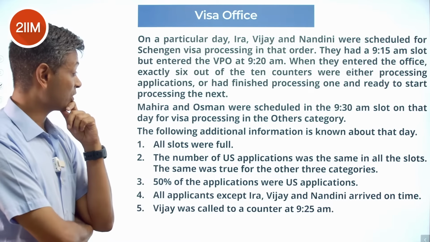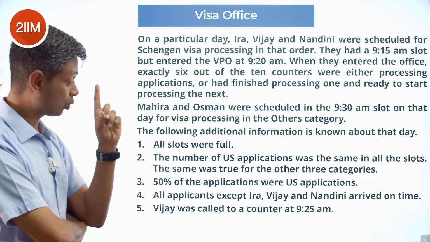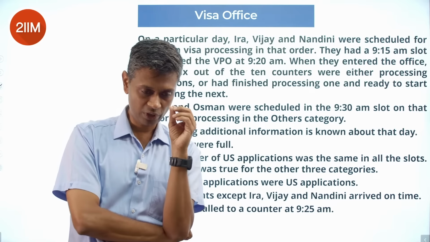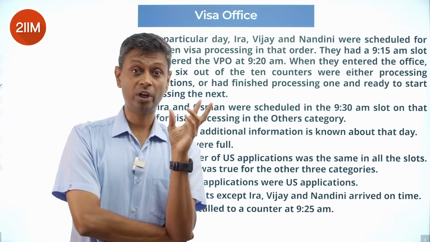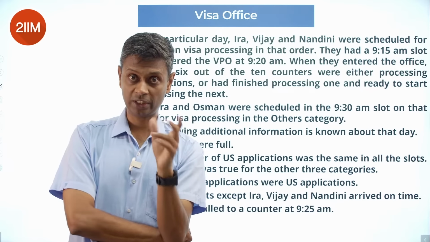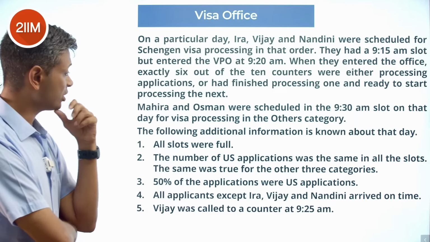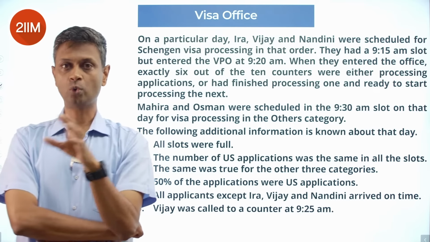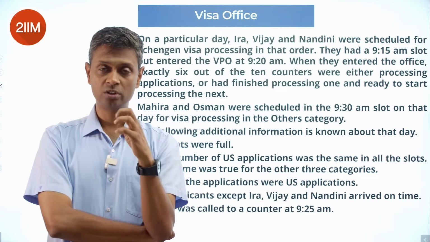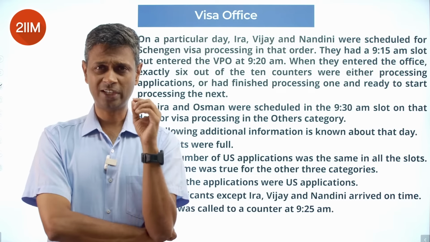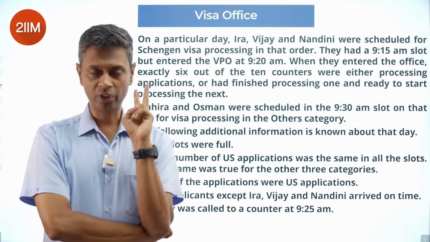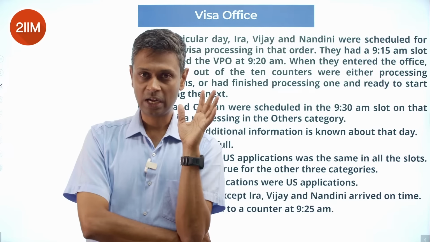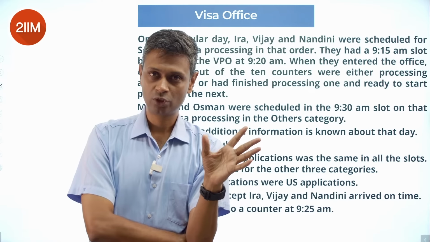The number of US applications was the same in all the slots. The same was true for the other 3 categories. So in one slot there are 4 US applicants. Throughout each slot there are 4 US applicants. The slot is 9 to 9:15, 9:15 to 9:30, 9:30 to 9:45, something like that. 50% of the applications were US applicants. This is super useful. There are 10 counters, 20 slots, totally 200 applicants on that day. 10 into 20, 200. Out of the 200, half were for US. 100 applicants are there for US.